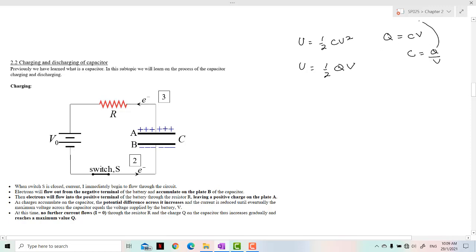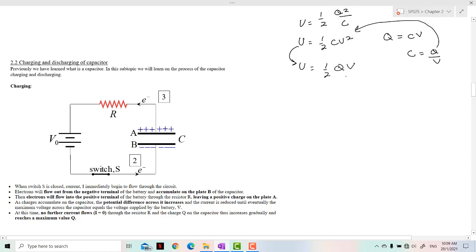To get this equation, the second part of the energy. So you know this, energy of a capacitor we have three: half CV squared, half QV, and another one is half Q squared over C. So these are the three energies of a capacitor.